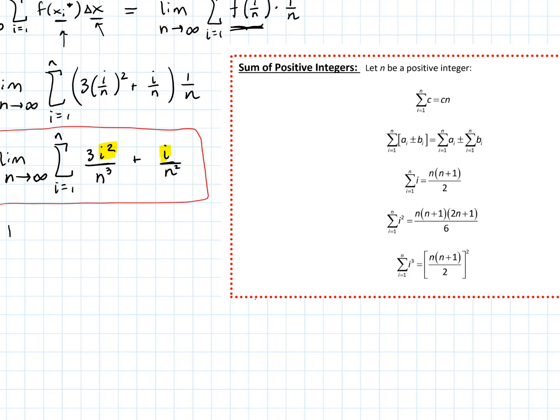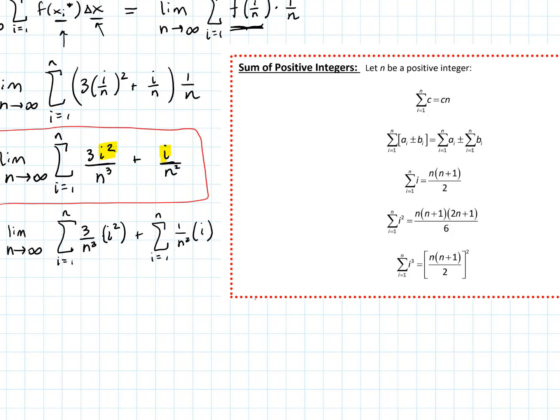So this is actually going to be equal to the limit as n goes to infinity. What I'm going to do is split that sum up using the rule that says I can break this up. I'm going to write this as 3, I keep wanting to write infinity on the top. It's a little preview of some Calc 2 stuff there. So the sum from i equals 1 to n of 3n cubed times i squared, plus the sum from i equals 1 to n of 1 over n squared times i.